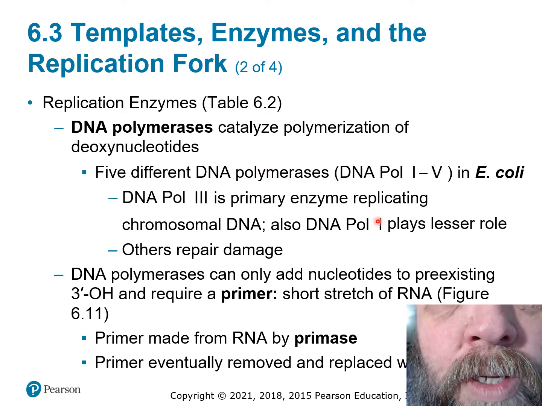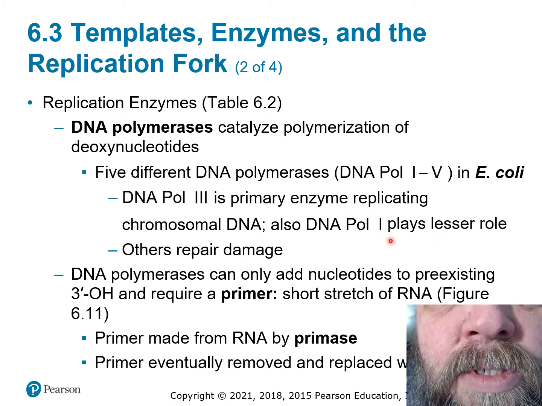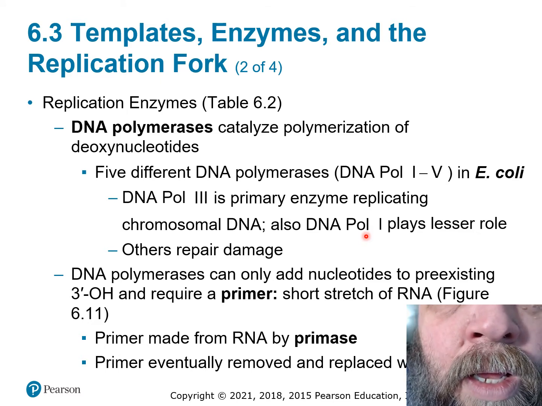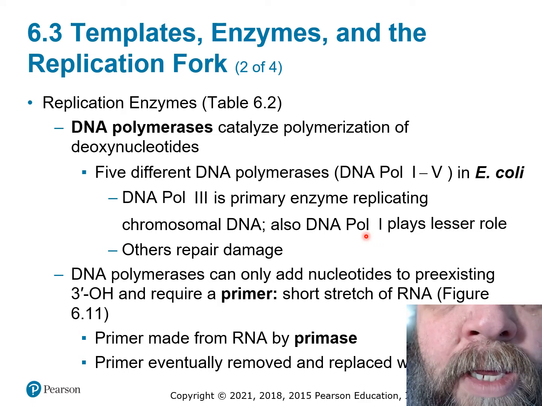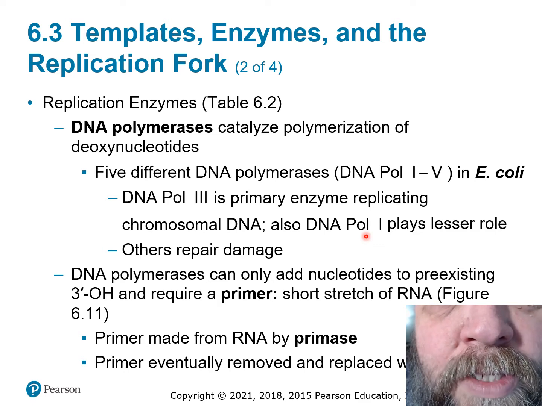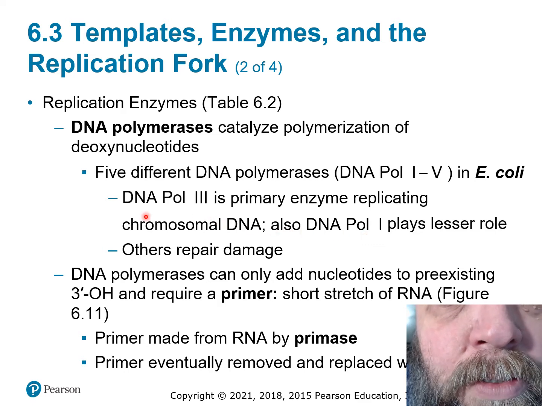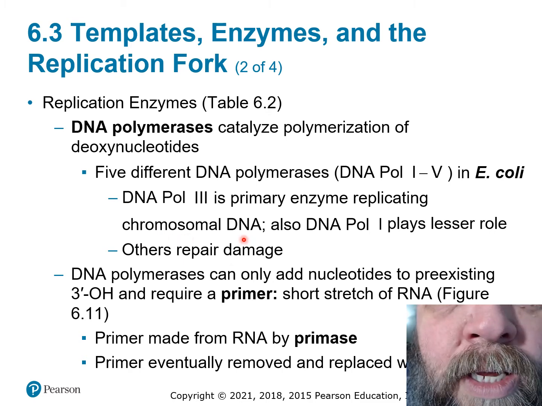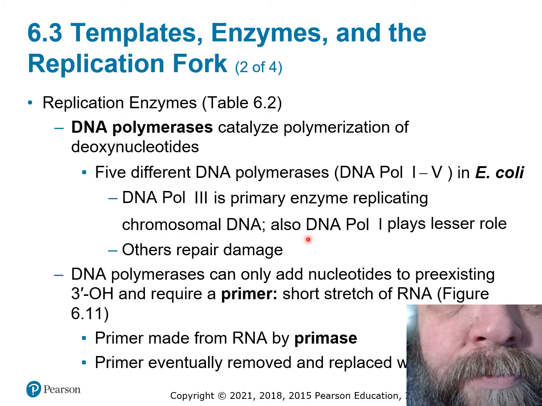DNA polymerase 1 comes into play when it comes to removing the RNA primers for the Okazaki fragments, which we'll talk about in a few minutes. The others, 2, 4, and 5, play roles in damage repair.